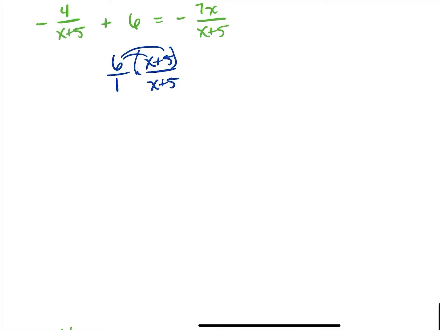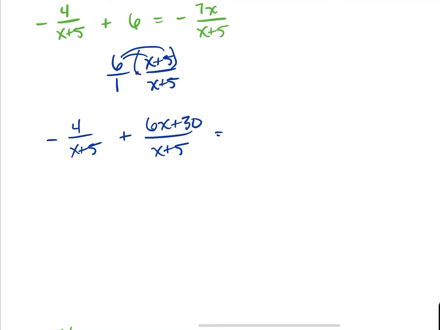So I'm going to rewrite my first fraction just the same way it was, -4 over x plus 5. Then I'm adding, when I distribute, I get 6x plus 30. That's also over x plus 5. Then the right side, still the same, -7x over x plus 5.